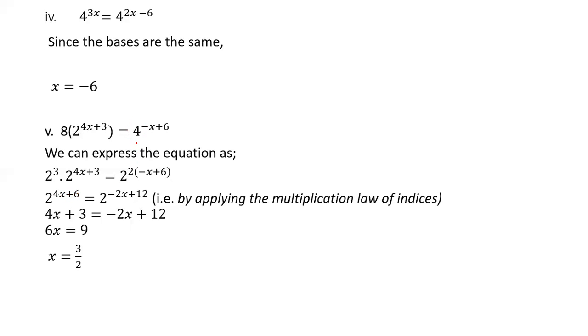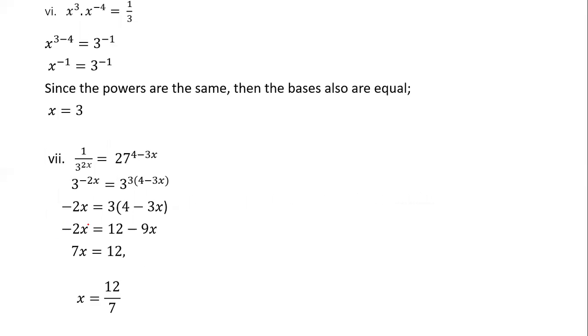Now, this 4 here must also be expressed as 2 power negative 2. And when the powers multiply, that will also give us 2 power negative 2x plus 12. Now, the bases are the same. Hence, we can equate the powers. So by solving the powers, we have x equal to 3 over 2. So we can go through how to solve it.